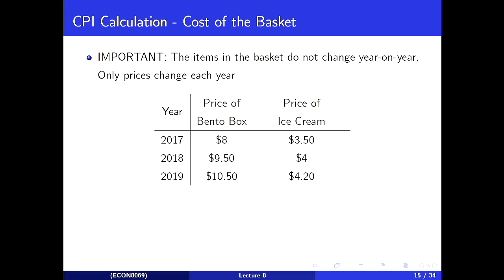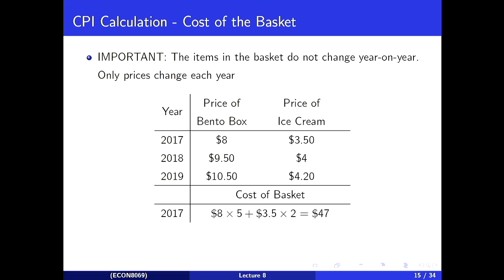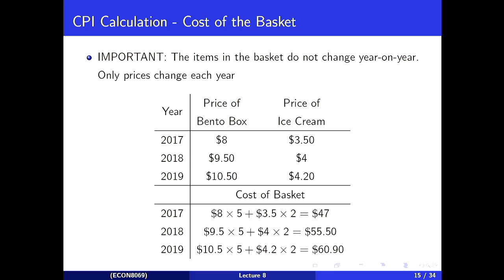Remember, people buy 5 bento boxes and 2 ice creams, and so in 2017, they spent $8 per bento box and 5 bento boxes, $3.50 per ice cream, 2 ice creams, meaning that the cost of the basket was $47. If we go to 2018, the cost of the basket increases purely because of price increases, because we've locked down the amount of goods in the basket. And so we see the $8 becomes $9.50, $3.50 becomes $4, and so we get an increase up to $55.50 as the cost of the basket of goods. Similarly in 2019, we increase the prices, and we get a new higher cost of the same baskets. We're buying the same stuff, it's costing more purely because of the price changes. This is going to allow us to extract a measure of the change in prices. Questions, problems?